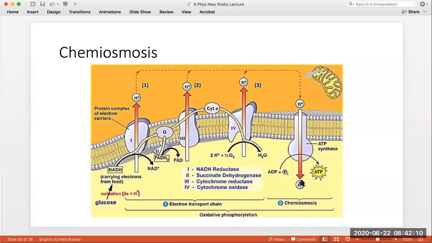As they do that, as they fall down their concentration gradient, you get a little bit of free energy that gets released. And that free energy that is released is captured and used to power this enzyme to pull a phosphate group from the matrix, attach it to ADP to make ATP. This is chemiosmosis. This cannot happen without oxygen pulling the electrons through this electron transport system and creating this hydrogen ion concentration gradient.